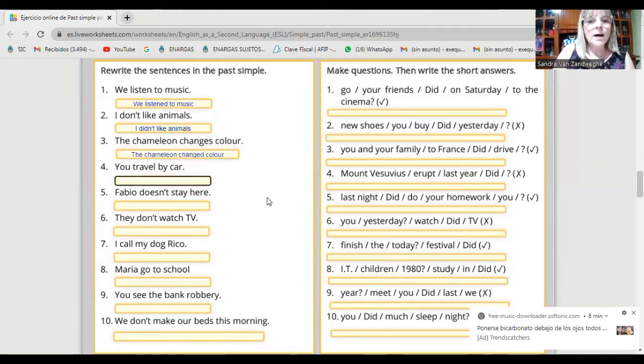You travel by car. You traveled by car. ¿Por qué pongo doble L? Porque la regla gramatical dice que si tengo consonante, vocal, consonante, al igual que en el continuo cuando agregamos la ing, en el pasado pasa lo mismo, doblamos la última consonante y ponemos ed.